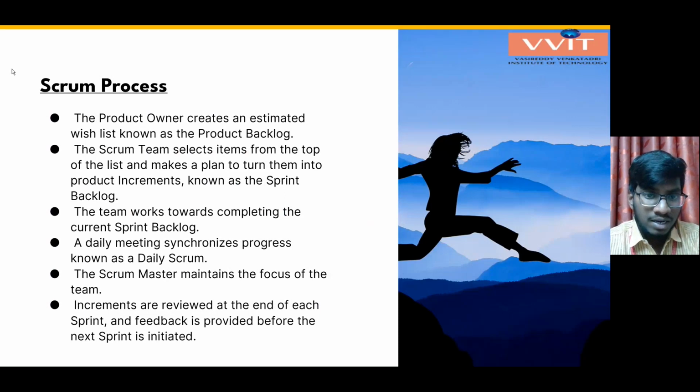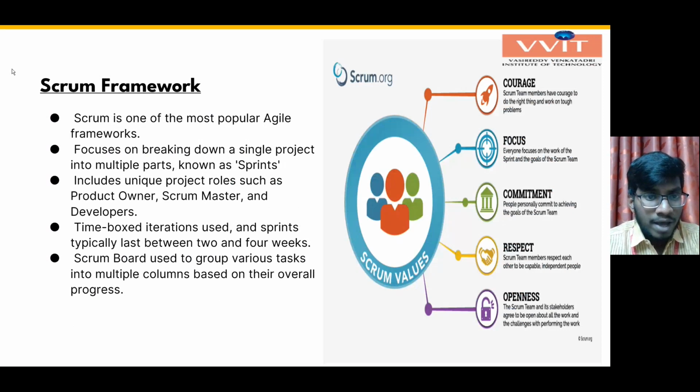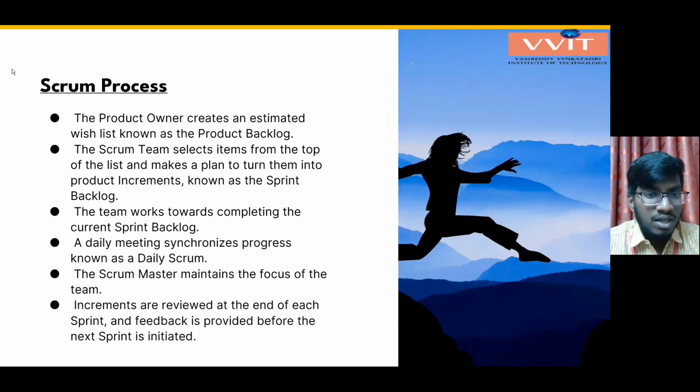The scrum team selects items from the top of the list and makes a plan to turn them into product increments known as the sprint backlog. So the product owner creates a list called the product backlog, and the Scrum team, the main team, selects items from the top of the list and makes a plan to turn them into product increments. The team works towards completing the current sprint backlog. Their goal is to complete the sprint backlog.